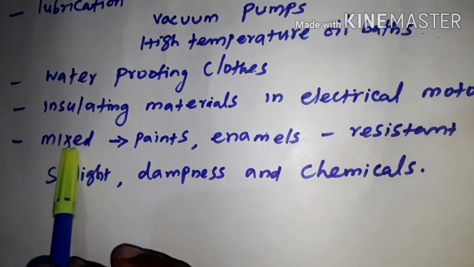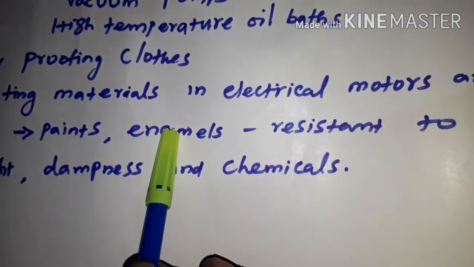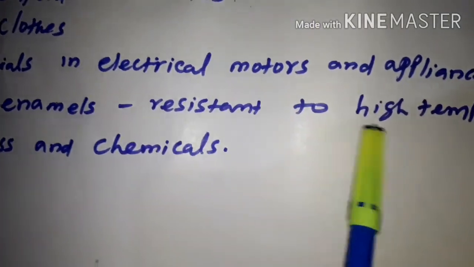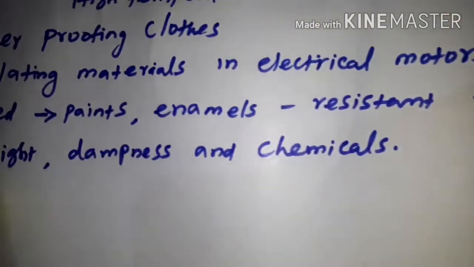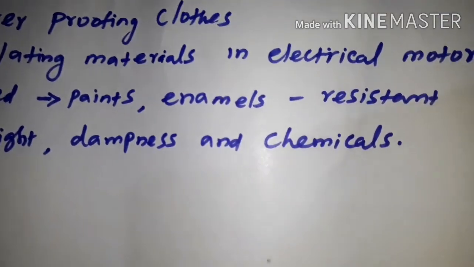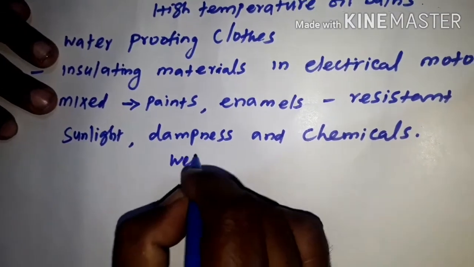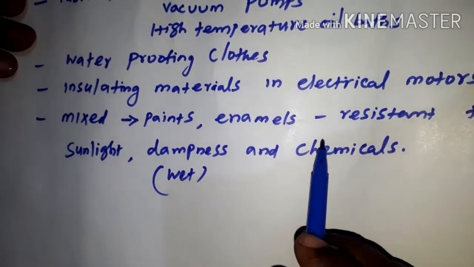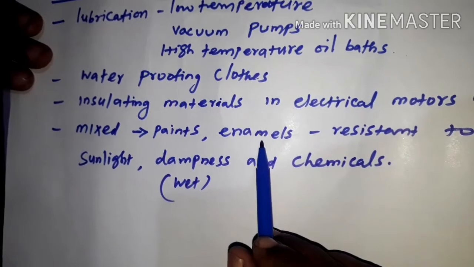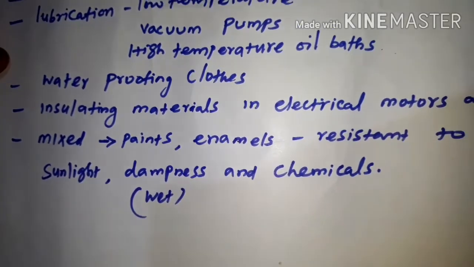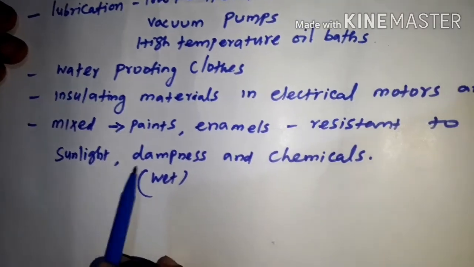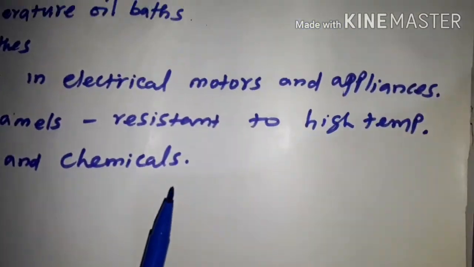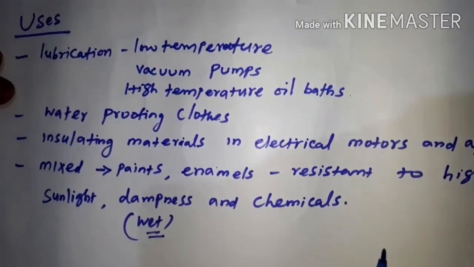Then when it is mixed with paints and enamels, it helps the paints and enamels to resist high temperature, then sunlight, dampness, that means wet conditions, and chemicals. So when silicones are mixed with paints and enamels, these paints and enamels resist high temperatures, then sunlight, then dampness. Dampness means wet conditions, and chemicals. So that's all about silicones.